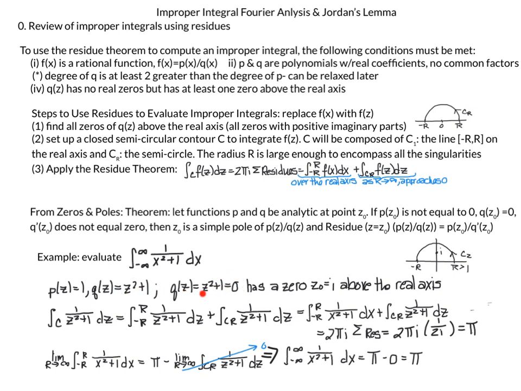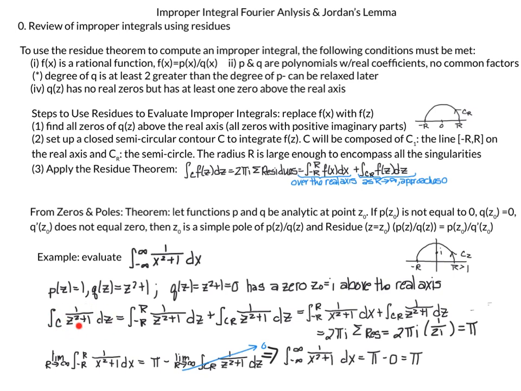We look to where q of z is equal to 0, and it has a 0 at z0 equals i above the real axis. It also has a 0, no, actually it doesn't. It has 1 zero, which is z0 equals i. We see that it is above the real axis. Then we also see for our C sub r that any r greater than 1 is sufficient to contain our singularity, which is equal to i.